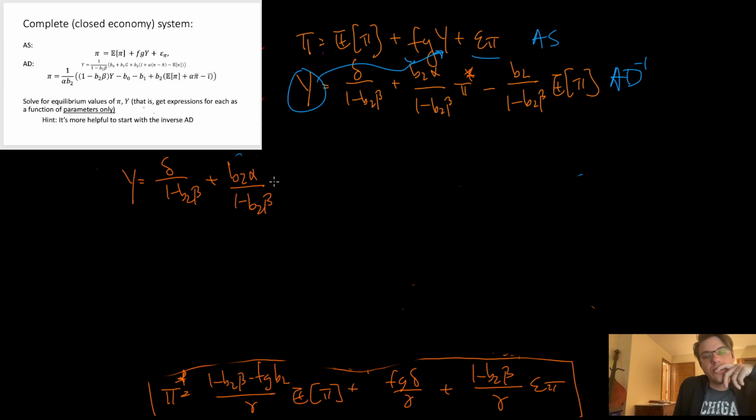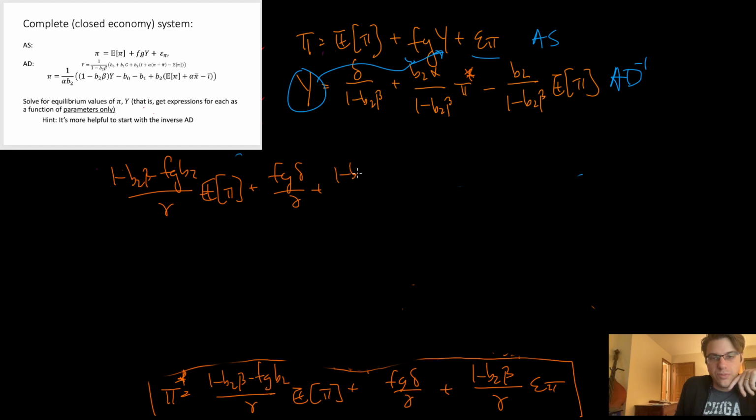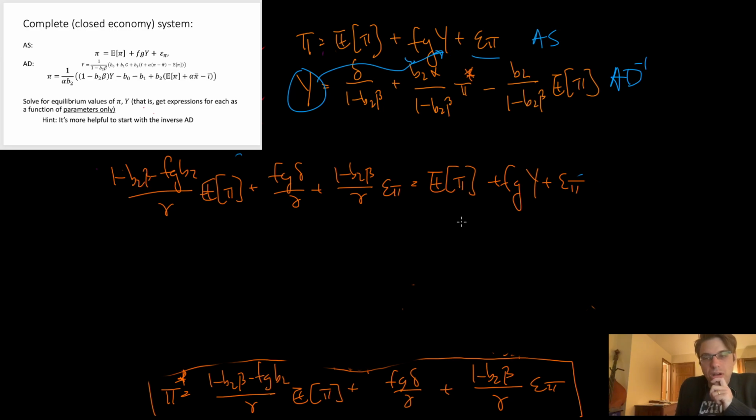Okay, how else could we do this? We could set this equal to the AS curve, maybe, and then solve for y. Maybe that's nicer. So if we just say that all of this, 1 minus B2 beta minus FG B2 over gamma, expectation of pi, plus FG delta over gamma, plus 1 minus B2 beta over gamma, epsilon pi, is equal to expected pi plus FGY plus epsilon pi. Maybe this is nicer. And so then all we have to do is subtract and divide.